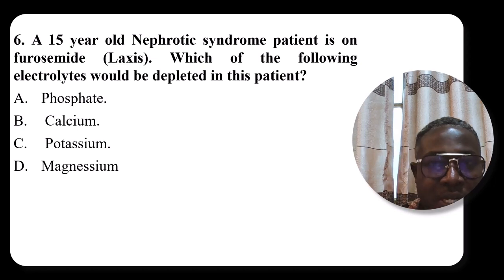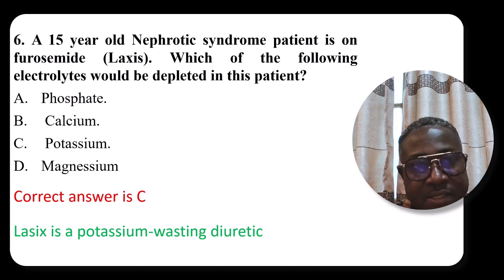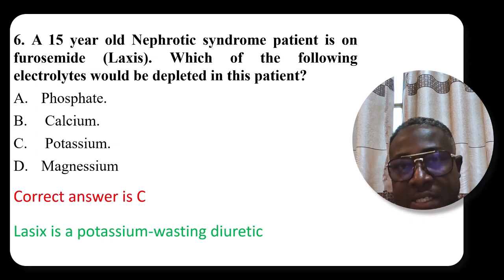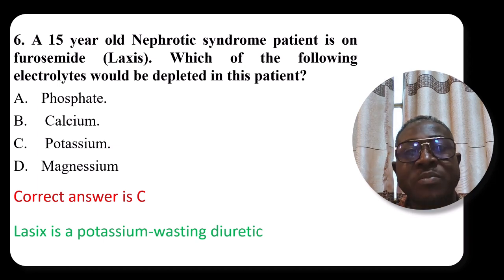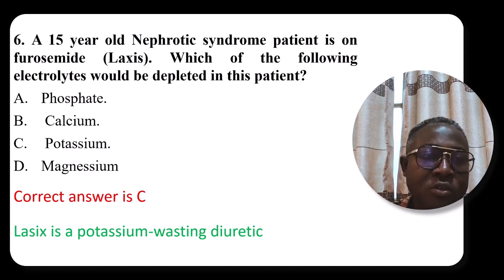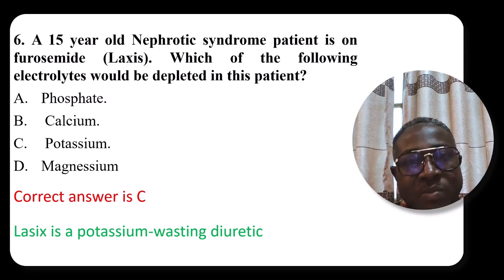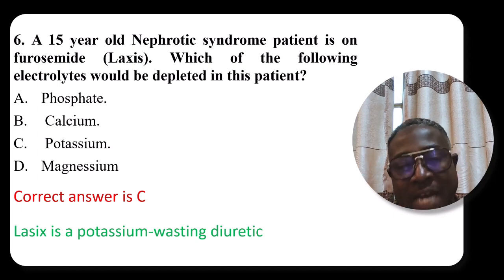Time is up. The correct answer is C. Let's look at the stem of the question. The key term here is that the patient is on furosemide. What electrolyte is expected to be excreted or depleted or go low because of the furosemide? So we know that furosemide is a diuretic. And with the diuretics we have thiazide, loop diuretics, and potassium sparing diuretics. And so furosemide is an example of loop diuretics.